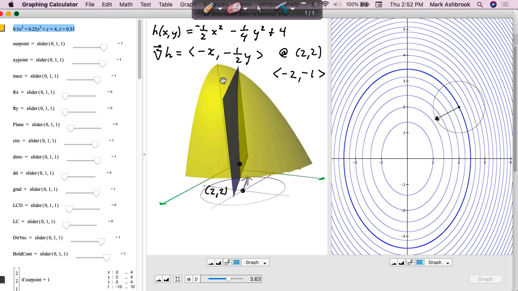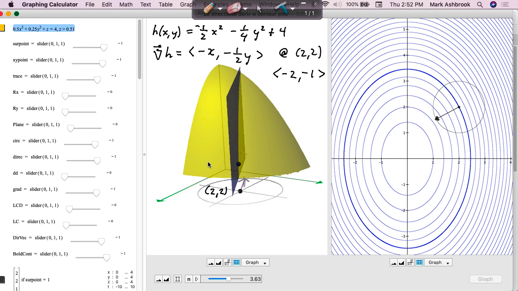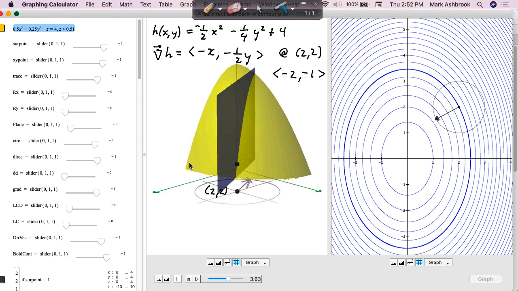And so then what is the rate of change for this direction? What is this rate of change?